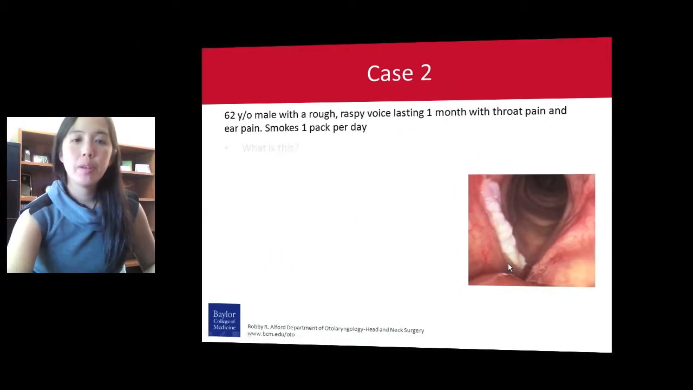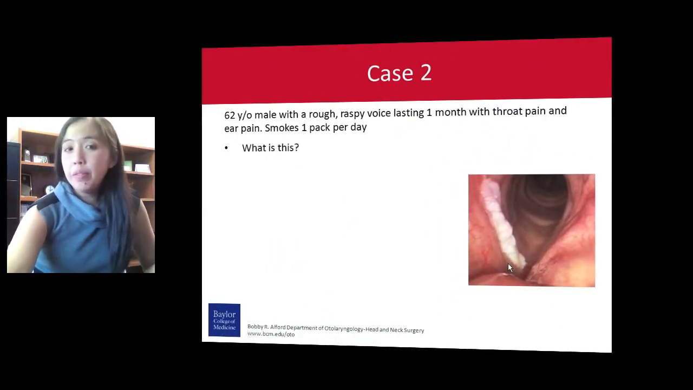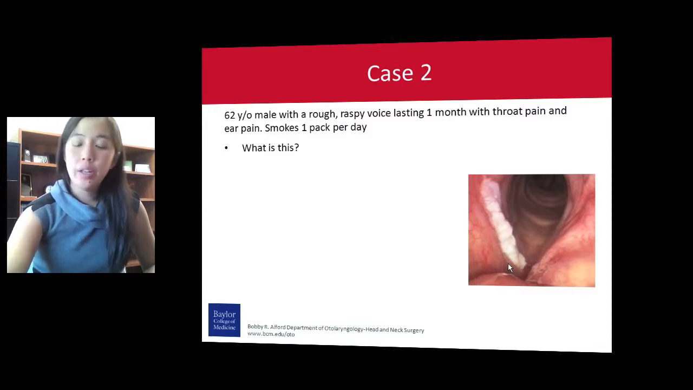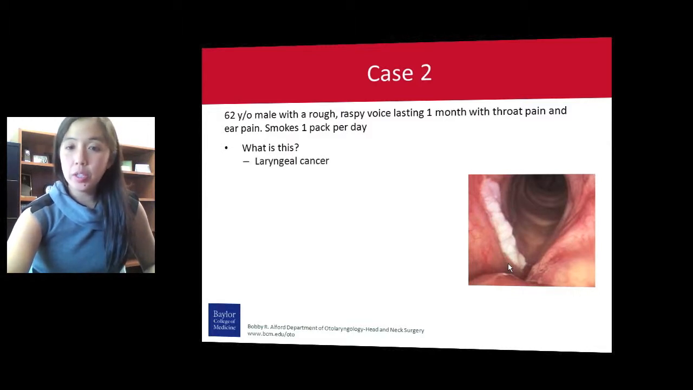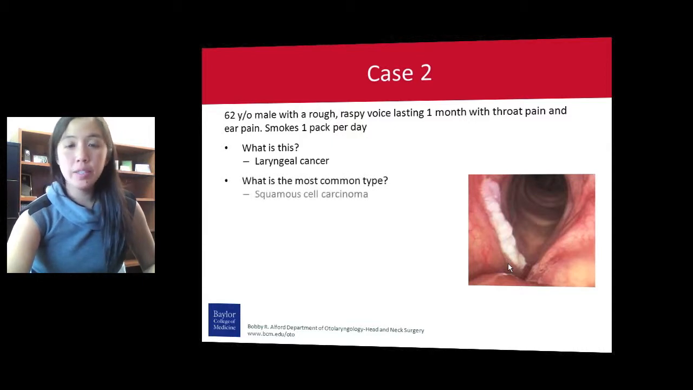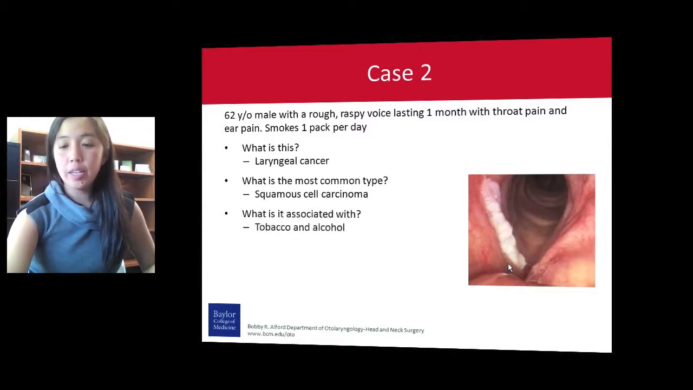Okay. So the top of my differential in this particular patient who's a smoker with ongoing throat pain and ear pain is going to be a laryngeal carcinoma. The most common type of laryngeal cancer is going to be squamous cell carcinoma, and these are typically associated with tobacco and alcohol.